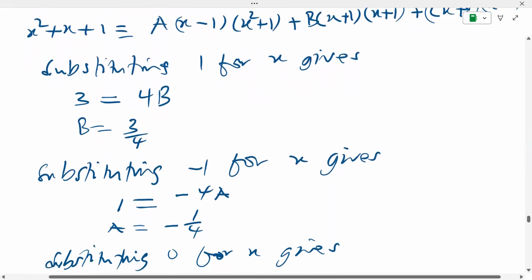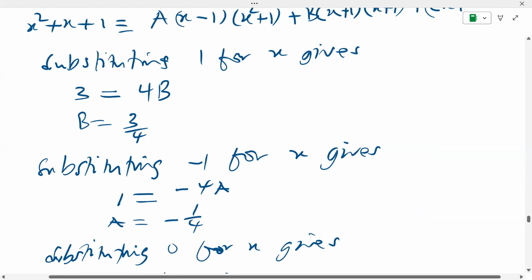Now, I want to substitute negative 1 for x. So when we do that, that also gives us, substitute negative 1 here. When we do that, we shall get 1 equals negative 4A. Then we divide both sides by negative 4. So we shall get A equals negative 1 on 4.